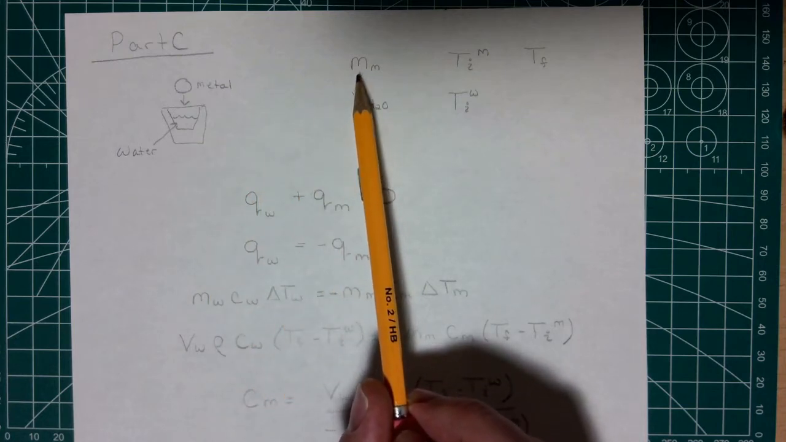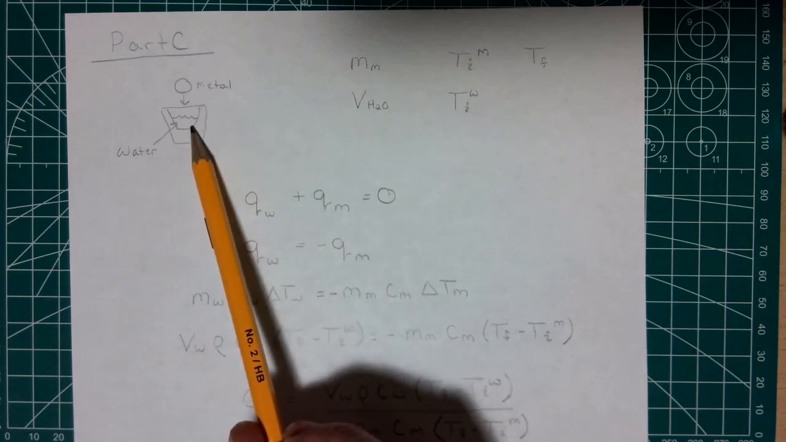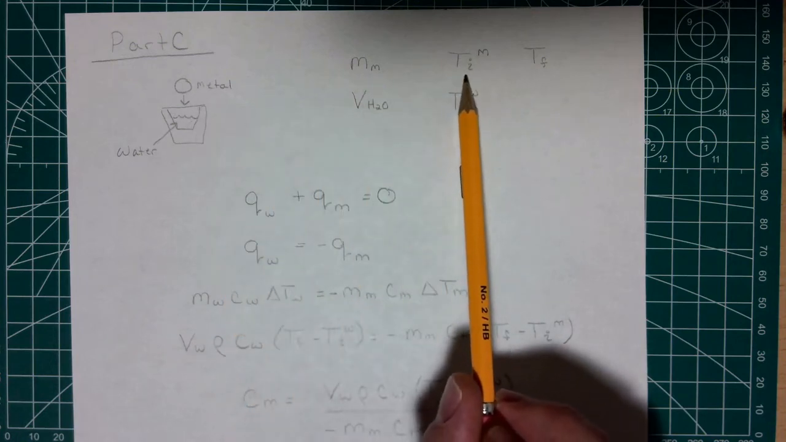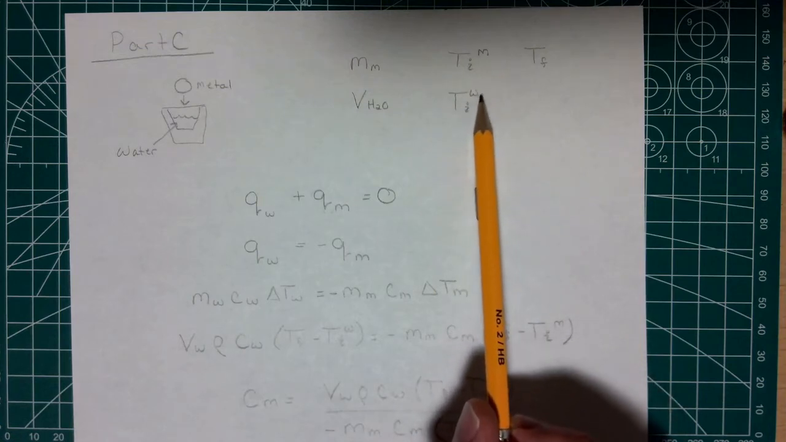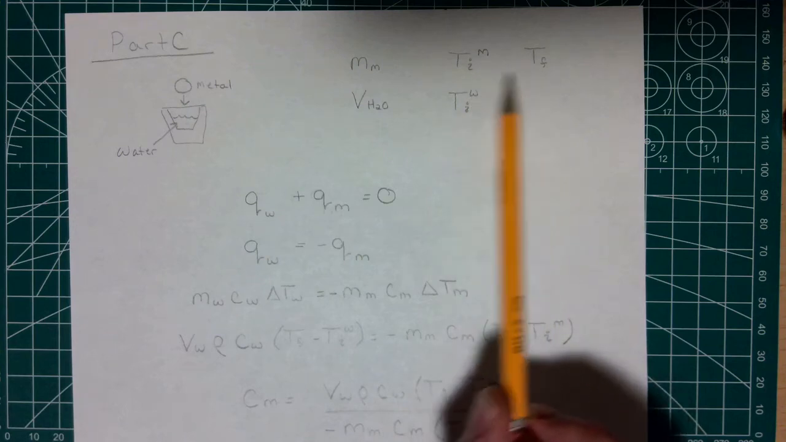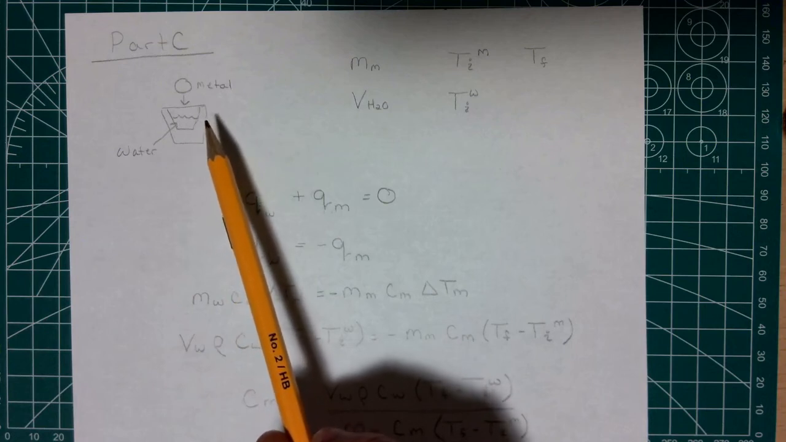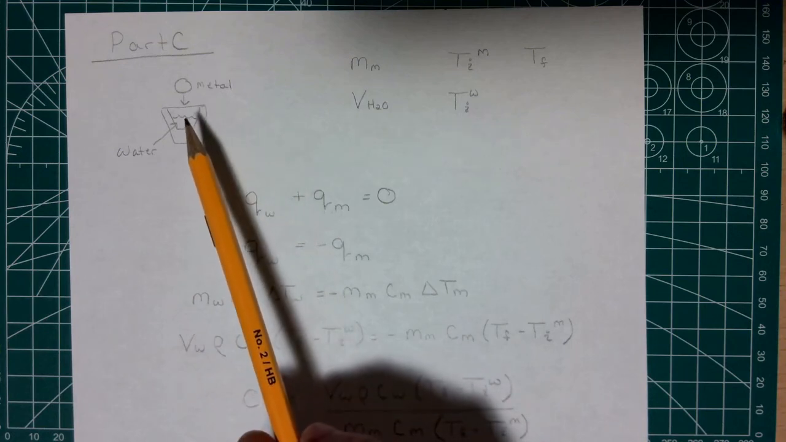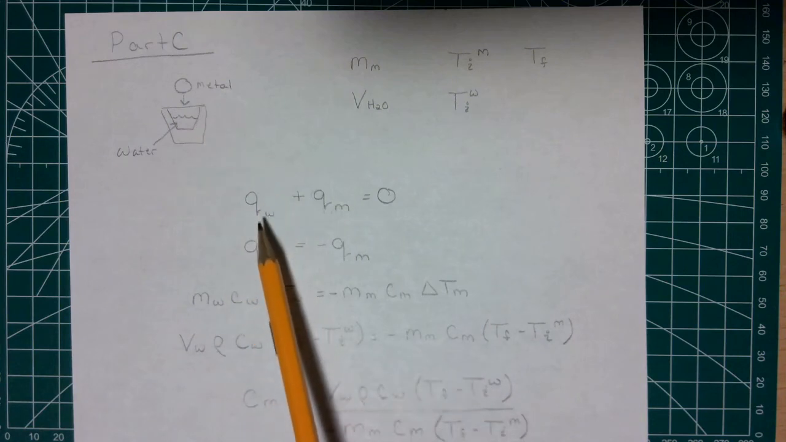We were given the mass of the metal, the volume of the water inside of the container, the initial temperature of the metal, the initial temperature of the water, so 2 initial temperatures this time, and the final temperature that they both came to when they were allowed to come to equilibrium. So what we're going to do is use the fact that all the heat came from the metal and went into the water.